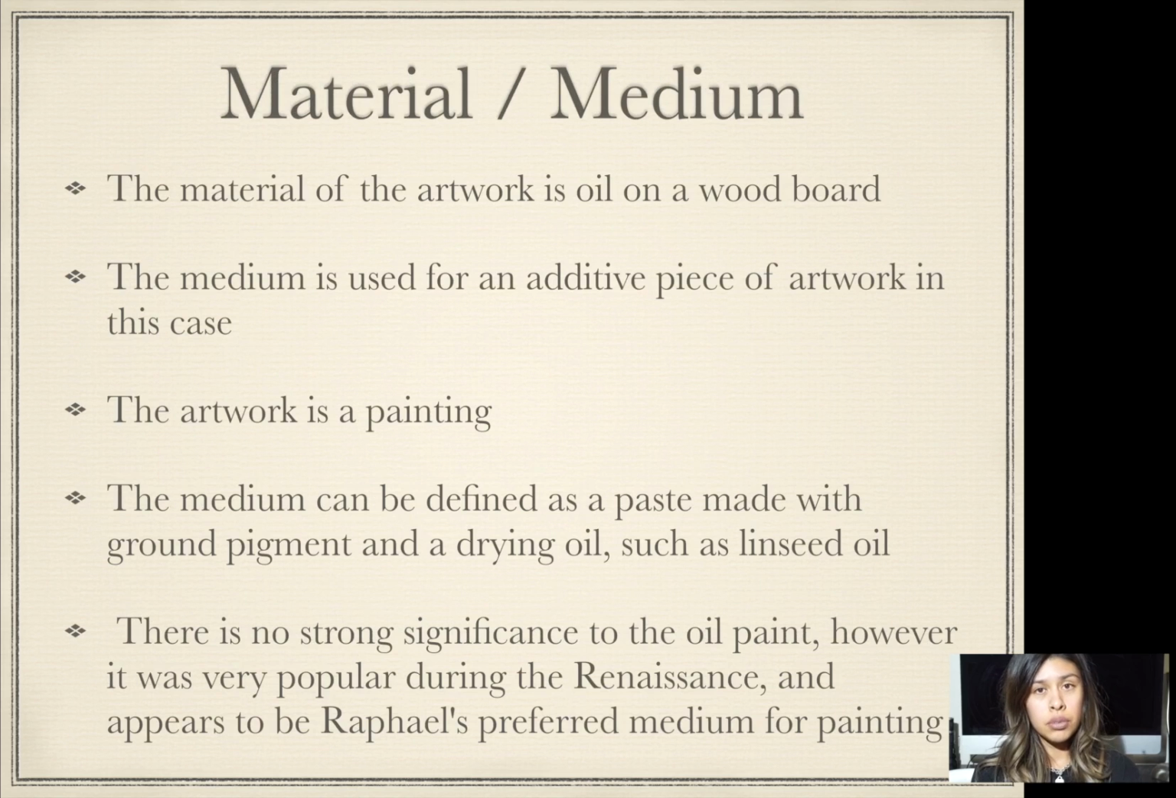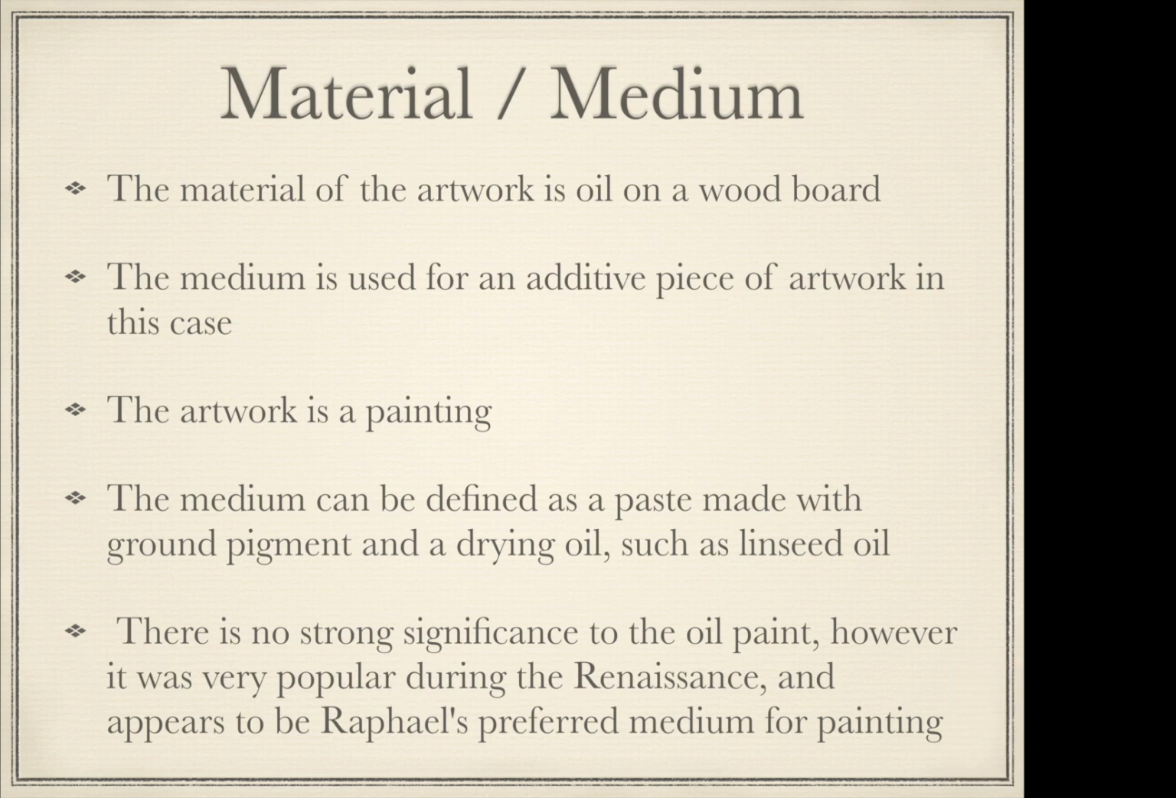The mediums used in this painting are wood and oil paint. This is an additive form of art in which Raphael would have added oil paint to the wood slab. This artwork is considered a painting. The medium can be defined as a paste made with ground pigment and a drying oil, such as linseed oil. There is no strong correlation between the oil paint and the significance religiously of this artwork. However, it was very popular during the Renaissance and appears to be one of Raphael's preferred mediums when it comes to painting.